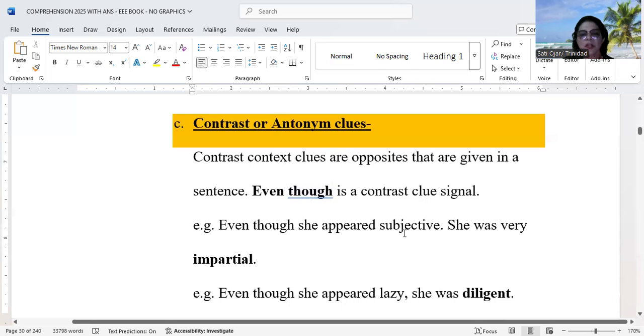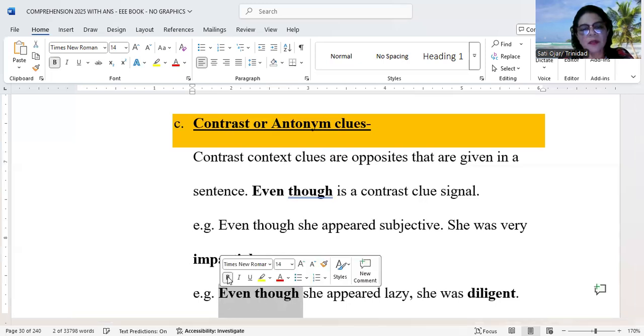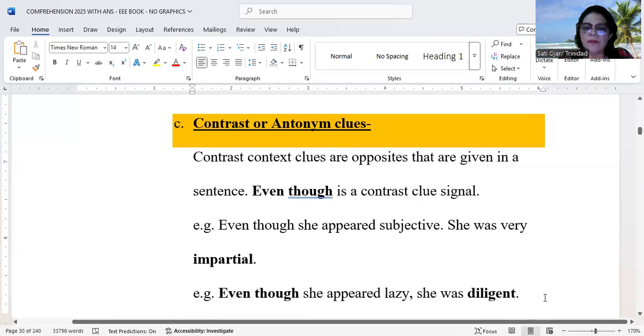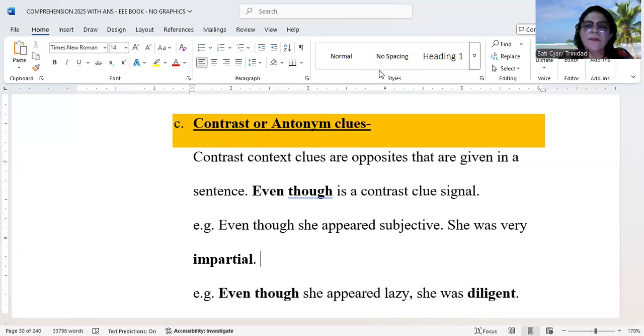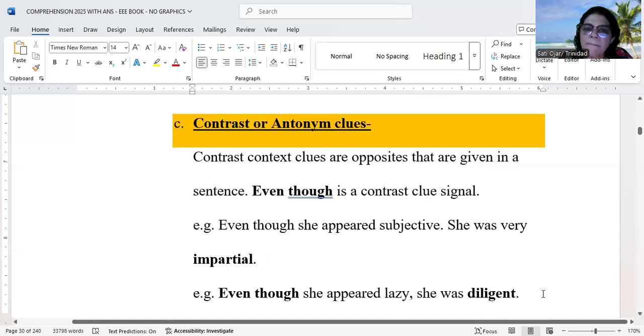Even though she appeared subjective, subjective means to take sides, she was very impartial. So even though is a hint that we want the opposite, and the opposite of taking sides is impartial or objective, right? Chris, even though she appeared lazy, she was diligent. What do you think diligent means? Because we have even though here, so even though is an opposite clue.